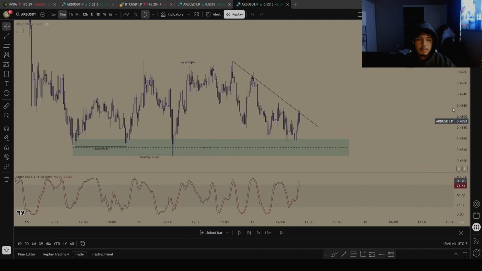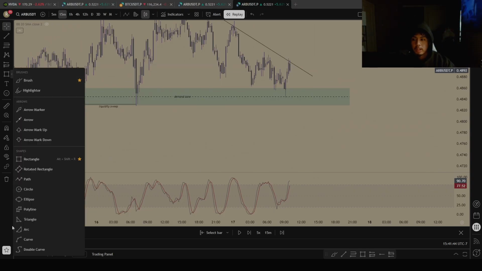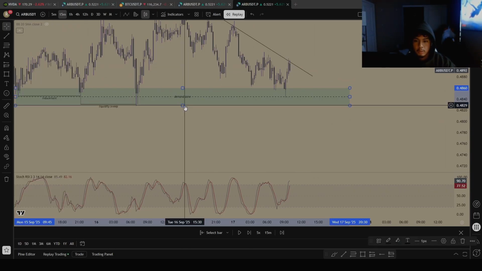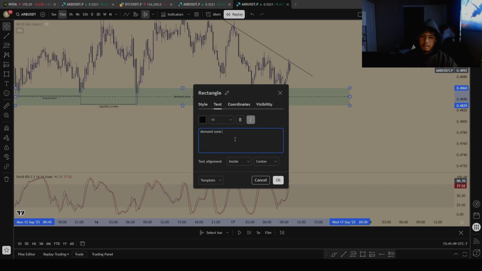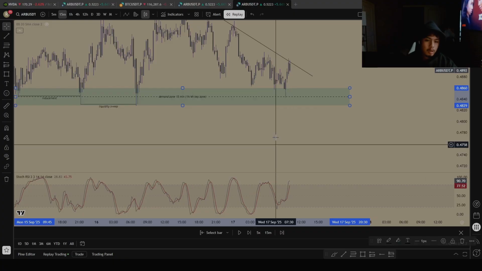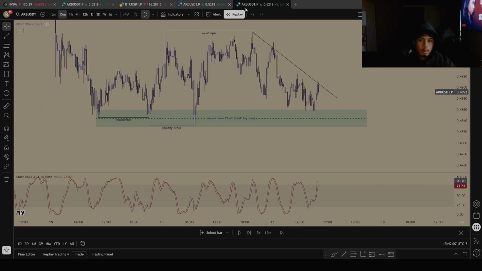In real time, if you're watching this, I'm not sure if you'll be able to identify this, but we are in, okay, so watch this. A 15-minute demand zone, 4 hour slash 1 hour, or 1 hour slash 4 hour key zone. This demand zone is a part of our 1 hour, 4 hour key zone. It's not just a 15-minute demand zone. It's part of our higher time frame analysis.